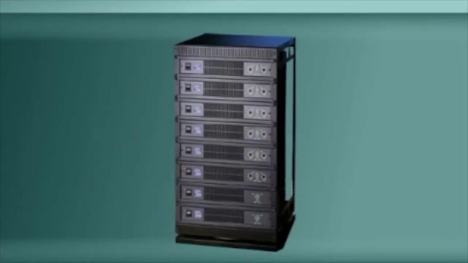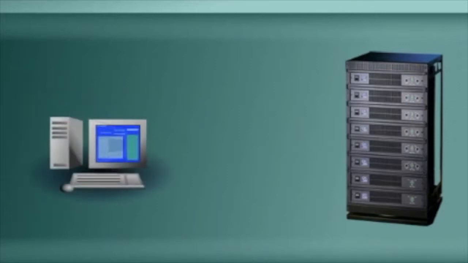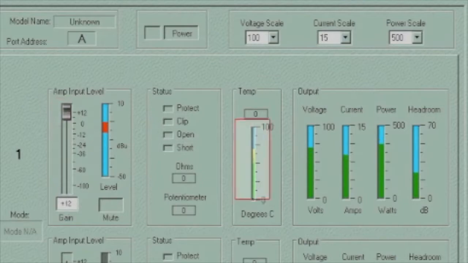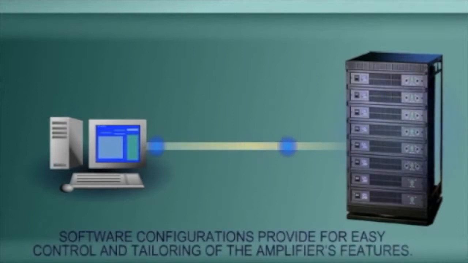An increasing number of manufacturers are integrating control and monitoring capabilities into their amplifiers. Via computer software, the operator can communicate with the amplifier over a network and monitor the input level, output level, gain, heat load, and other such features. Software configurations provide for easy control and tailoring of the amplifier's features.